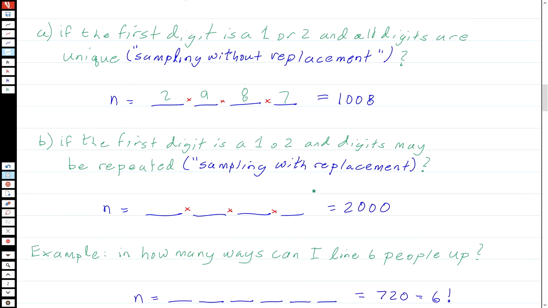I could ask, if the first digit is a 1 or a 2 and digits may be repeated, so this is sampling with replacement. Basically I said the first digit is either 1 or 2, but every time after that I'm sampling from all 10 digits. Then I know my first digit is good. My first digit is either 1 or 2, so there are 2 possible outcomes there. But now I can sample from all 10 every time. So I get 10 possibilities for each of the remaining 3 digits. So 10 times 10 times 10 is 1,000, times 2 is 2,000.